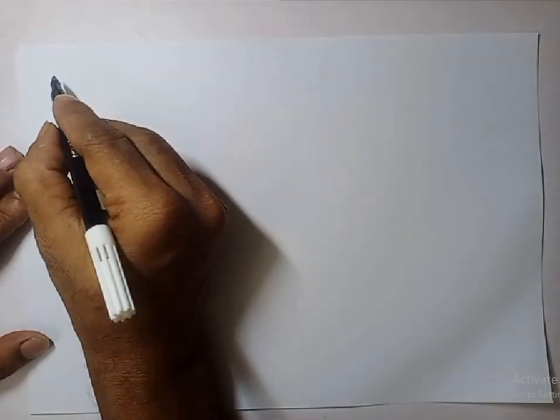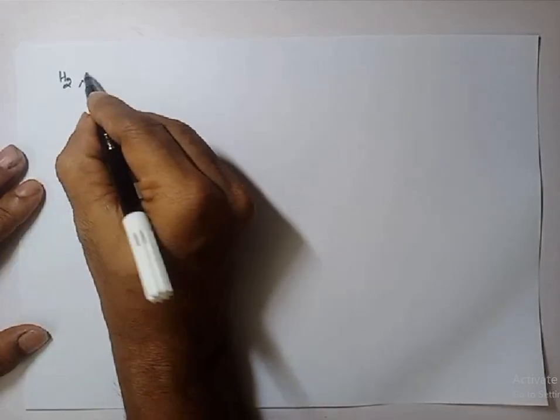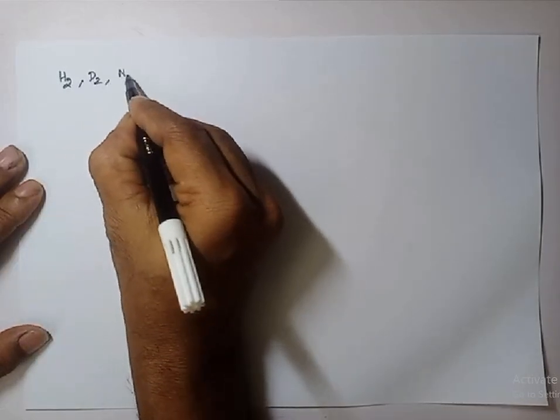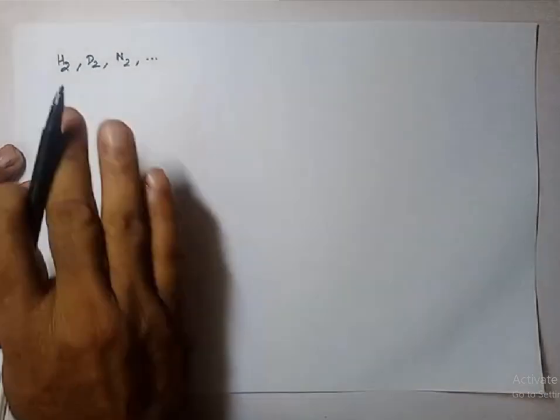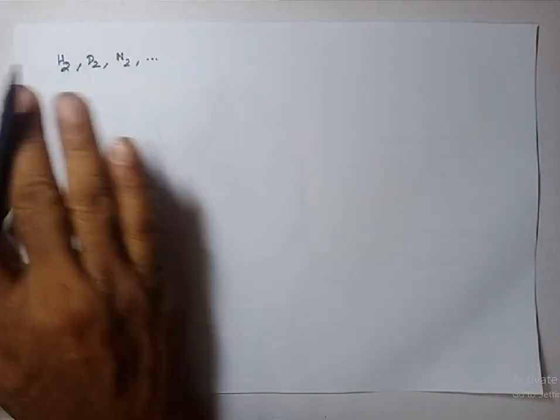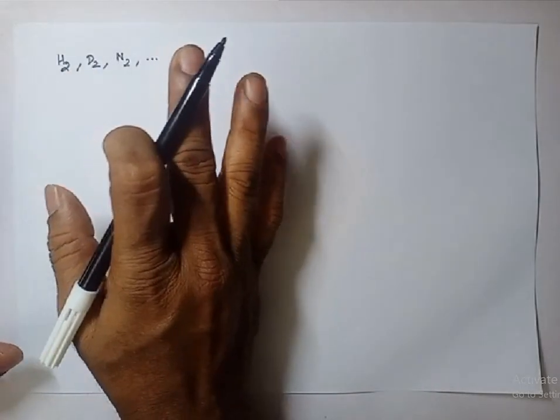Now, listen carefully. First I'll take a normal homonuclear diatomic molecule. Suppose you take a molecule like hydrogen molecule, or deuterium molecule, or nitrogen molecule. In these cases, we get all the lines. Intensity variation will be there, but we get all the lines.